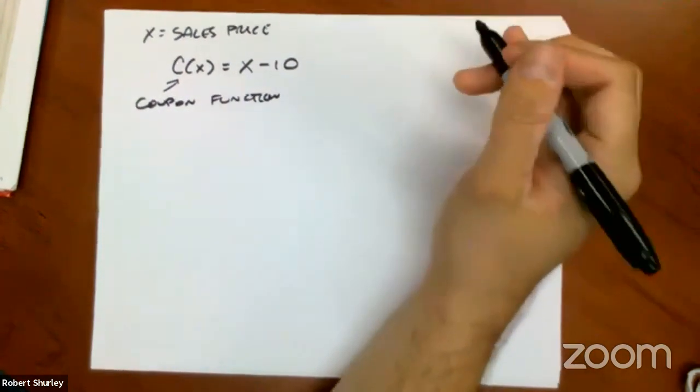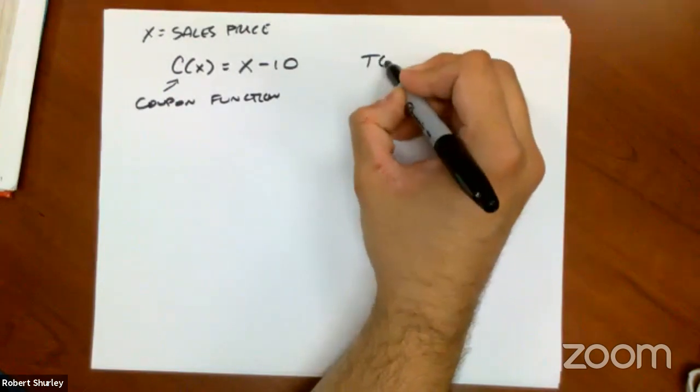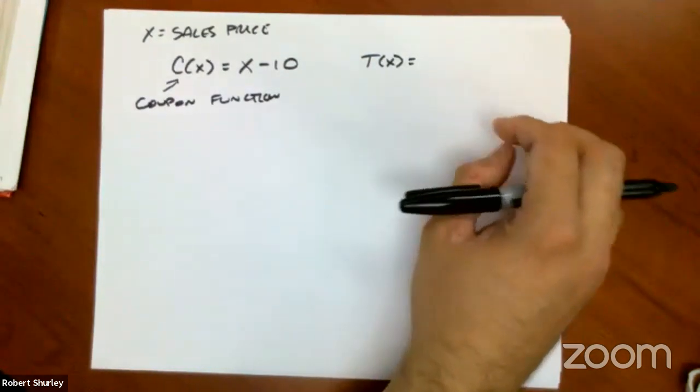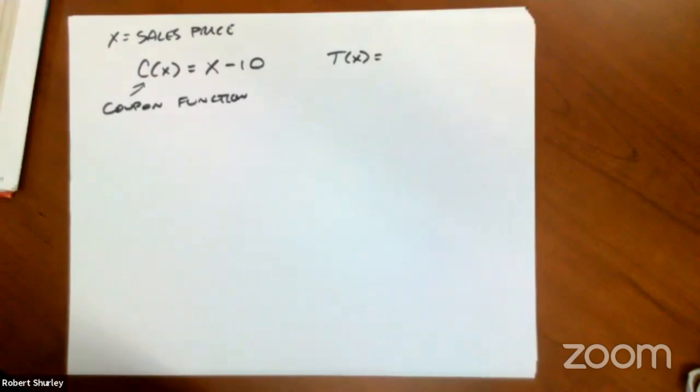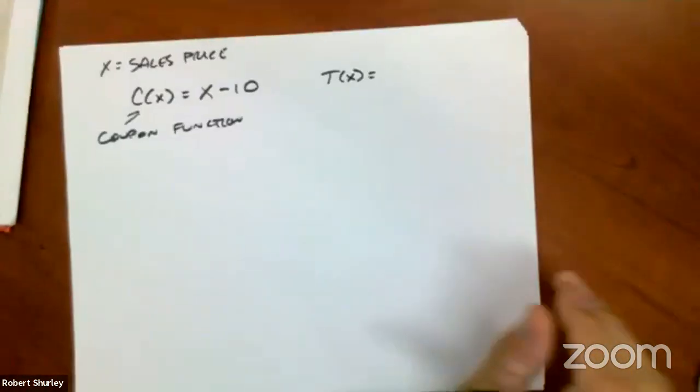Coupon function. Now, we have to pay sales tax, right? So I'm going to use another function to describe sales tax. Now, at Mountain Home, I think sales tax is around 9.5%. We're just going to say it's 9.5%.